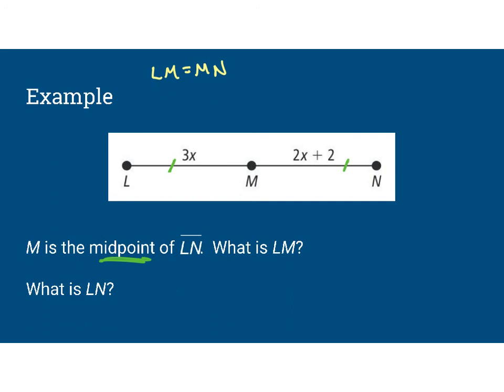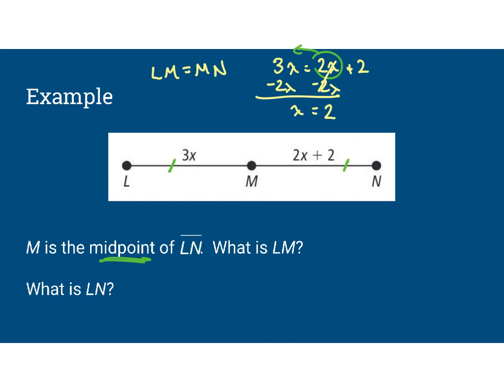So what I'm going to do is I'm going to say 3x equals 2x plus 2. Let's gather our terms. I want this 2x to join the 3x over there, so I'm going to subtract 2x from both sides. So I'm just left with a 2 over on that side. I'm left with an x. Well, that was nice. X is 2.